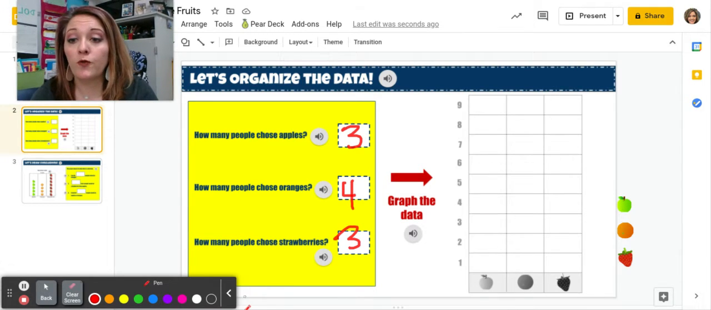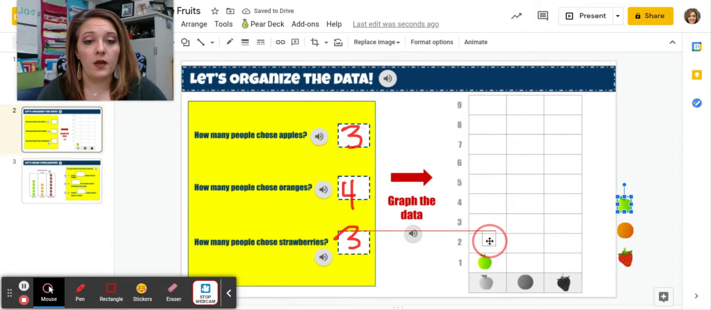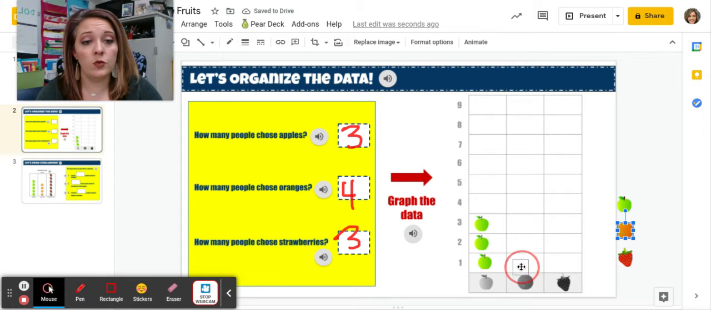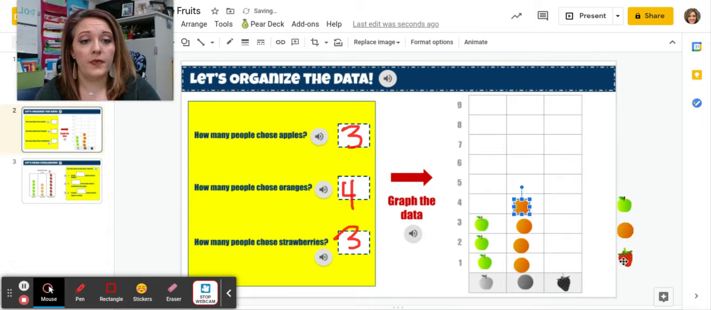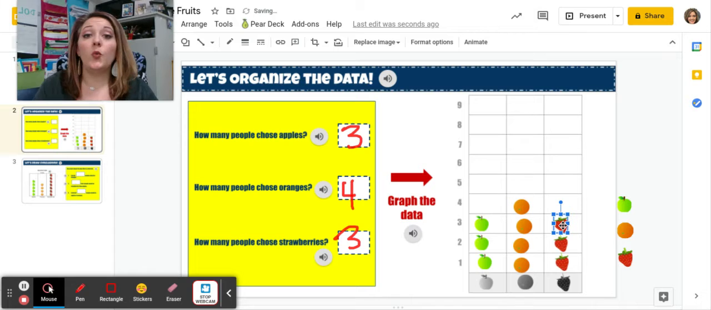So now I'm going to move my fruit pictures to my graph. So apple, I said 3, so I'm going to move 3 apples to my graph. 1, 2, 3. For orange, I had 4 people that chose orange, so I have 1, 2, 3, 4, and I had 3 people that chose strawberry. 1, 2, 3.